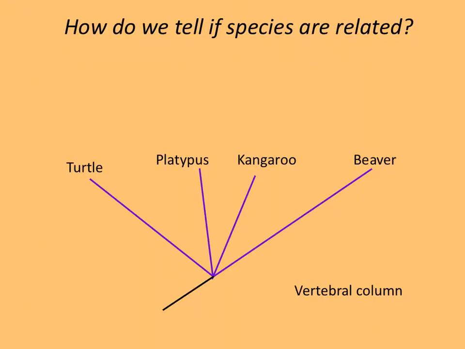How do we tell if species are related? Well, we can use physical features. Let's say a vertebral column. That's common in all vertebrates. All these are also quadrupeds. They have four limbs. But there's a turtle, there's a beaver, so here's a lineage of reptiles. Here's a mammal, a beaver. These are two mammals also. One is a marsupial and one lays eggs.